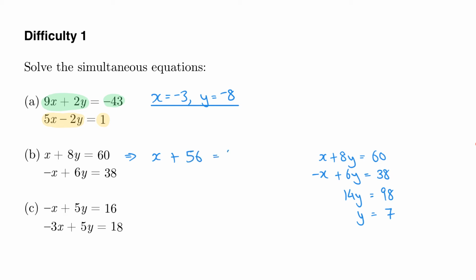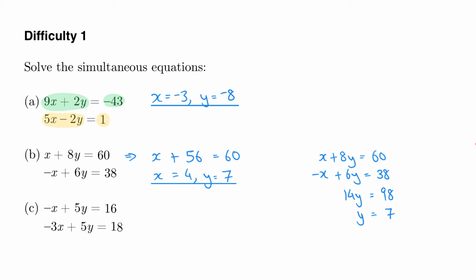That must equal 60. And we can see from here that x must therefore be 4. So x equals 4 and y equals 7 is our solution. Now, what you should really do when you get your solution is check those values work in the other equation, the one that we haven't just used. So we can substitute these into the other one and make sure that they satisfy the second equation.